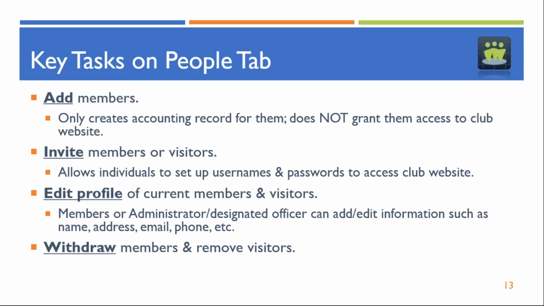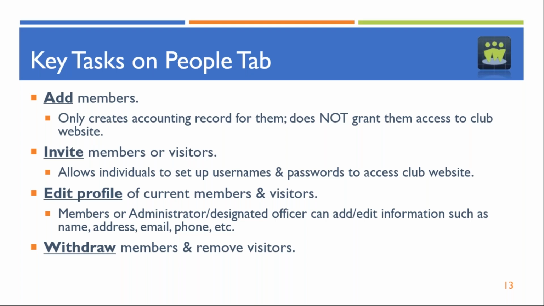The key tasks that the administrator or designated officer undertakes on the people tab, as well as individual members, is to add members. And when we add members, that creates an accounting record for them. It doesn't automatically grant them access to the club website. The invite function allows members or visitors to set up their usernames and passwords to the club website. So you can understand there's 2 steps here.